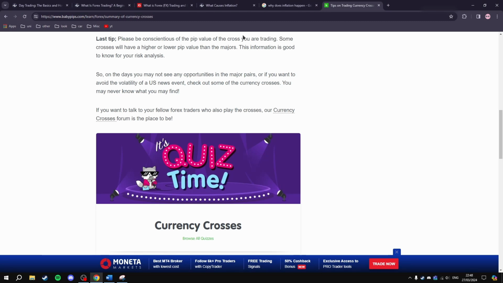So on the days you may not see any opportunities in the major pairs, or if you want to avoid the volatility of a US news event, check out some of the currency crosses. You may never know what you may find.